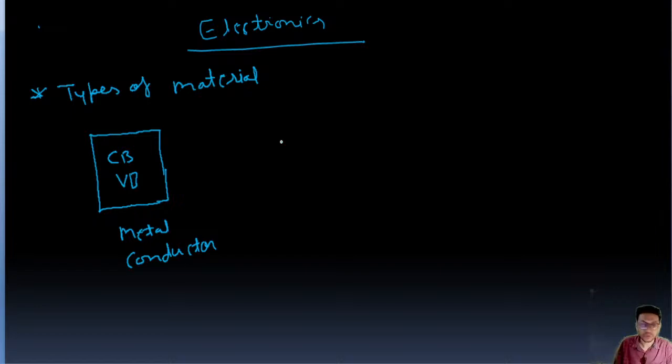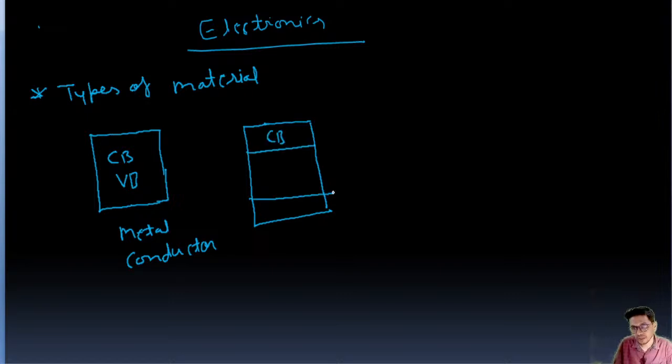If we talk about an insulator, it looks like this. This is the conduction band and this is the valence band, and there is a gap, the energy gap, delta Eg, the band gap, which is equal to 6 to 7 electron volt. So in an insulator there is a band gap between the valence band and the conduction band of 6 to 7 electron volt.